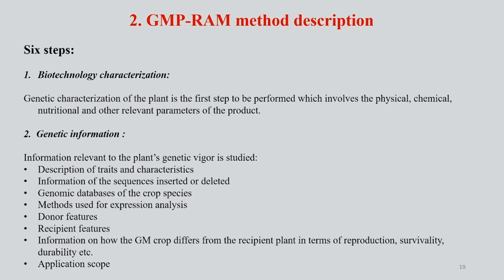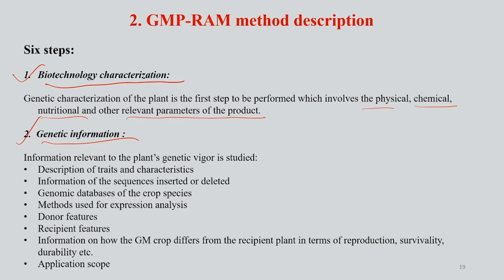Continue with the GMP RAM method description. There are 6 steps involved in this GMP RAM method, and they are: first, biotechnology characterization. What you do here? Genetic characterization of the plant is the first step to be performed, which involves the physical, chemical, nutritional and reliable parameters of a product. Very simple. Next step, genetic information. This is a bit critical. Here we need information which is relevant to the particular plants of your target. Their genetic configuration, their genetic vigor is basically studied under this step.